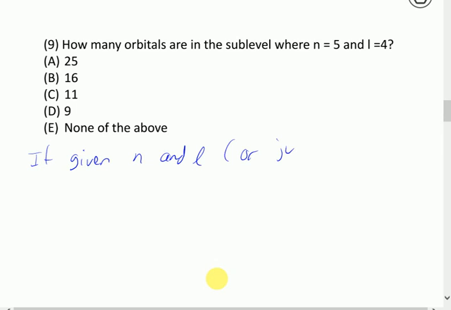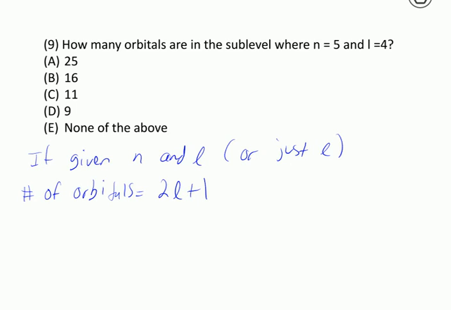or just L, because this equation only depends on L, the number of orbitals in that subshell is 2L plus 1. So that's the number of orbitals, and then the number of electrons would be twice that because there's 2 electrons per orbital. So if you know the value of L for a subshell, this is how many orbitals are in that subshell. And so for L equals 4, 2 times 4 plus 1 is equal to 9.